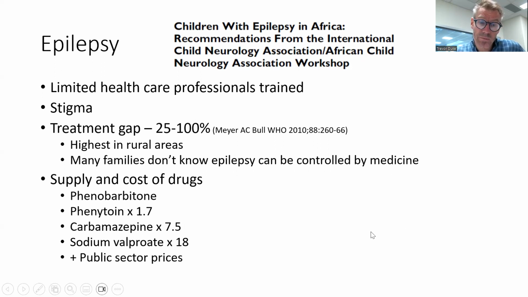it can be overcome. Often the supply and cost of drugs is very substantial, and that can lead to non-availability of effective medications. And certainly, while phenobarbital is often available, some of the other medications that are more expensive are often not available, but they should be.